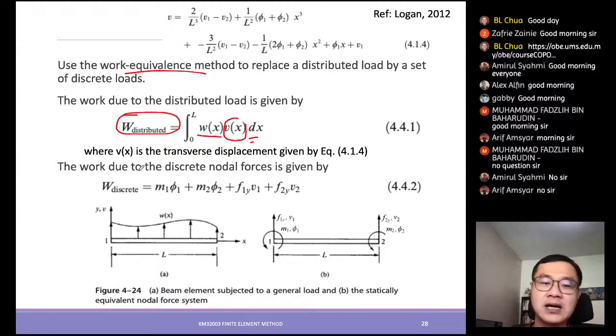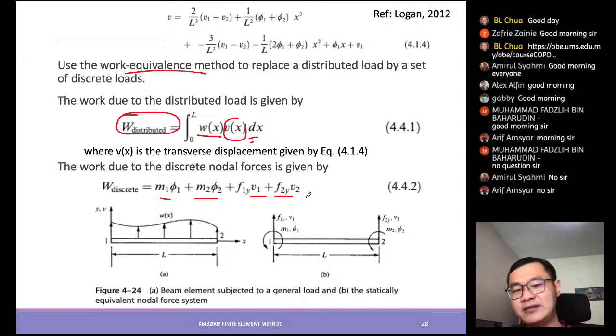And due to the work, if we break it into many parts, then you have these 4 components: M1 phi 1, M2 phi 2, F1y V1, and F2y V2, right? So it is very similar to the independent degrees of freedom of a beam itself, right?